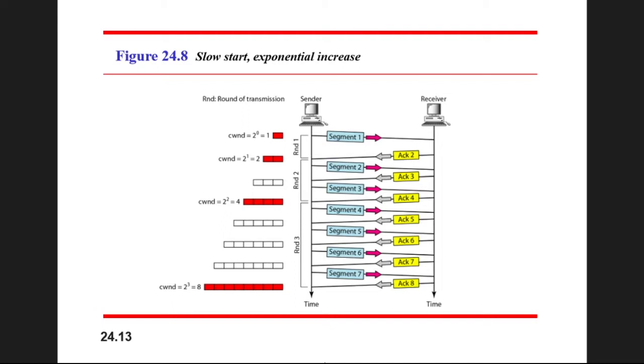We start from 1, after round 1 we have 2, after round 2 we have 2 to the power 2, that is 4, and after round 3 we have 2 to the power 3, that is 8. This is the slow start algorithm. The size of the congestion window increases exponentially until it reaches the threshold. The values are powers of 2.